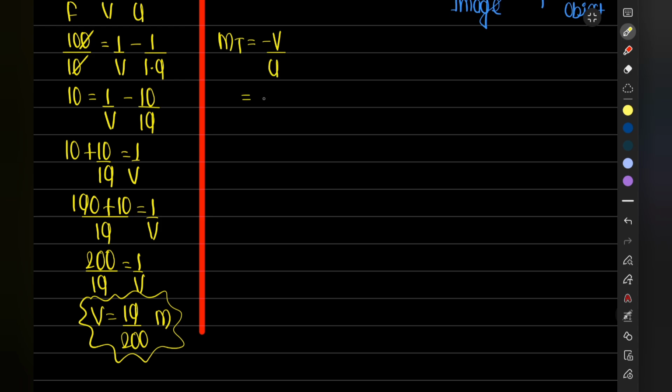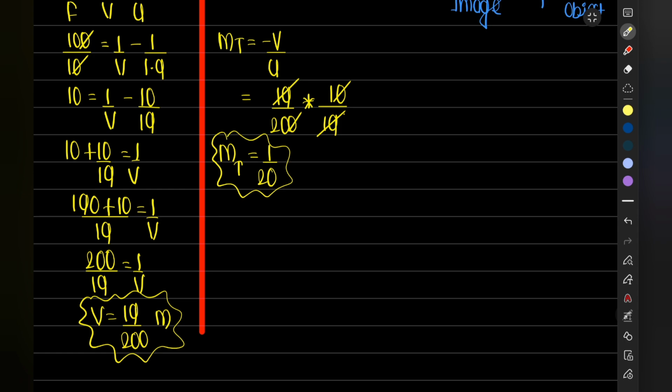What is the value of v we got? v is 19 by 200, and the object distance we know was 1.9, and object distance is always negative, so I am keeping it as minus 1.9. This 1.9 can be written as 19 by 10, and minus and minus will get cancelled out, so it will become 19 by 10. Then 19 and 19 cancel out, zeros cancel out again, so the transverse magnification value is basically 1 by 20. So one more thing we got, which is our transverse magnification.